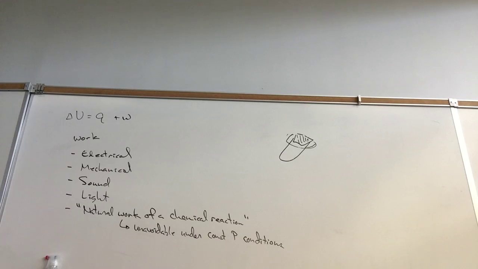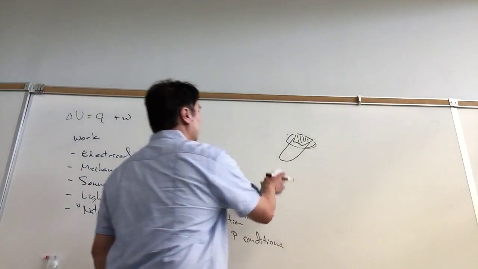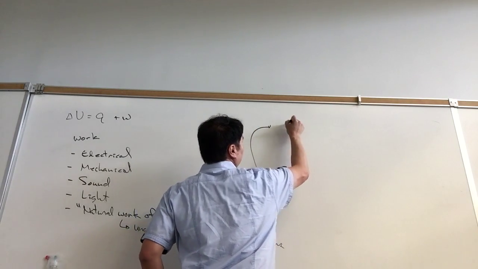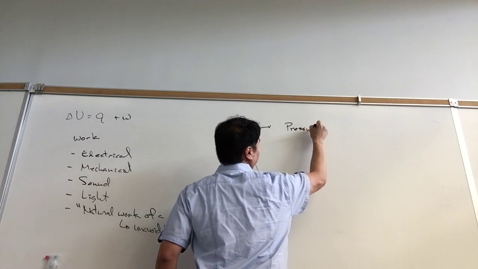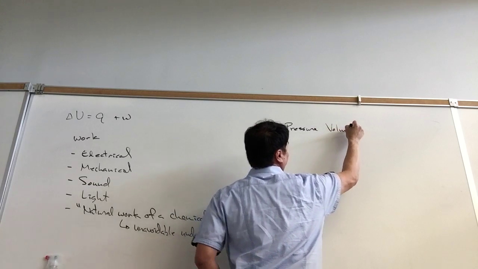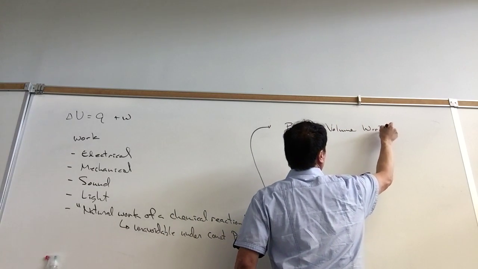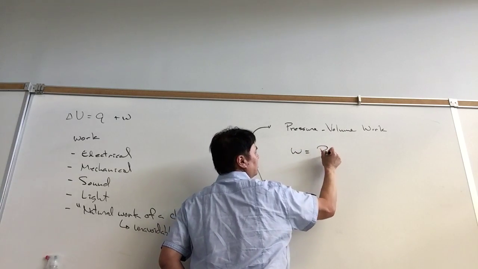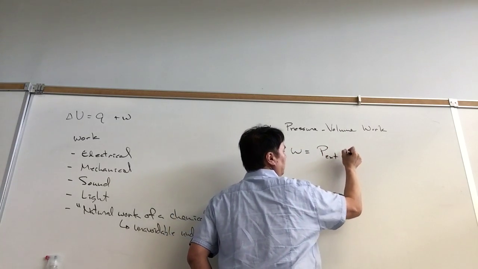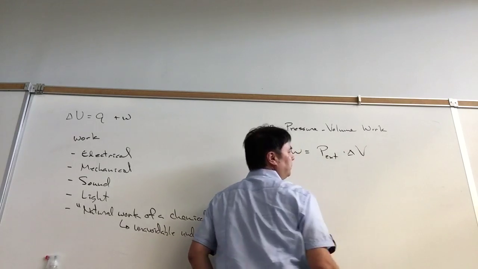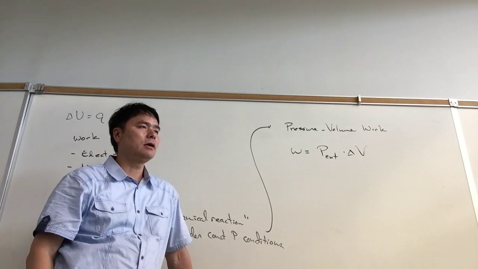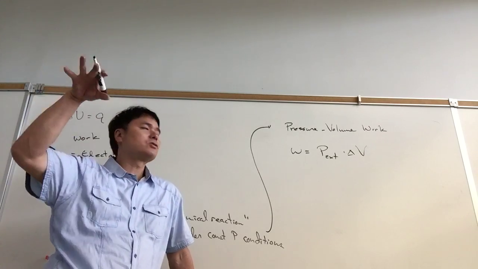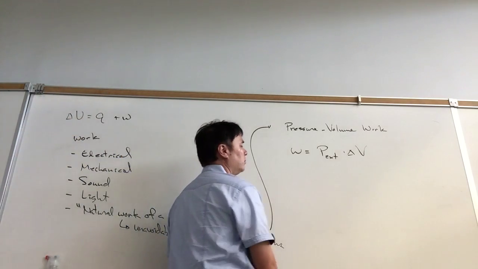Well, if you have to do it, how much work do you have to do? The natural work of a chemical reaction is called pressure volume work. And pressure volume work is just given by this: the work is equal to the P external times delta V. It's like blowing up a balloon. It depends on what the external pressure is and how big a balloon you want to blow up.